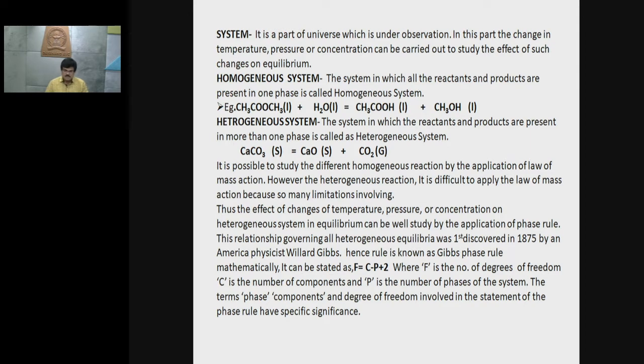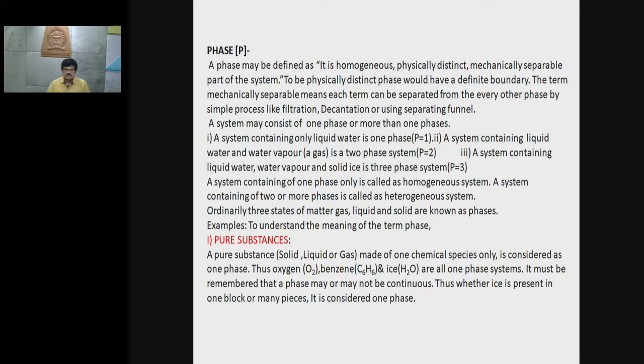Mathematically, this Gibbs phase rule can be stated as F = C - P + 2, where in this equation F is the number of degrees of freedom, C is the number of components, and P is the number of phases of the system. The terms phase, components and degree of freedom involved in the statement of the phase rule have specific significance. Now let me try to know about the phase, about the components, about the degrees of freedom one by one.